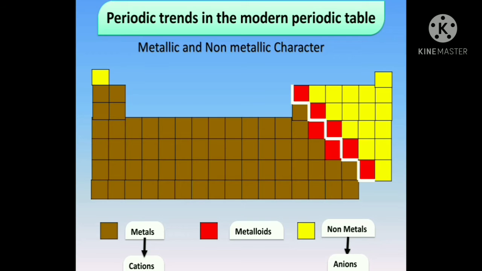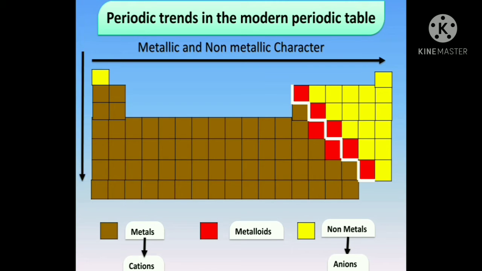And in a group, even though all are metals, their metallic character keeps on increasing. How does this happen? Let us understand. So, from left to right, the metallic character decreases in the period, and the metallic character of element increases while going down the group.